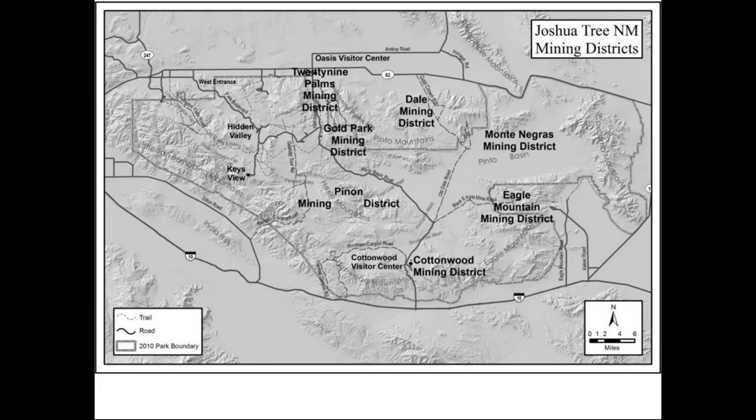And so when we zoom in on the map of the park, it was divided, especially by the 1910s, into numerous mining districts. And with this mining, we are the southern extent of what's happening all throughout the West. You will see gold mining equipment in Montana. You'll see it in Nevada. You'll see it in Denver. You'll see it in Sacramento. And you will see it in Joshua Tree National Park.